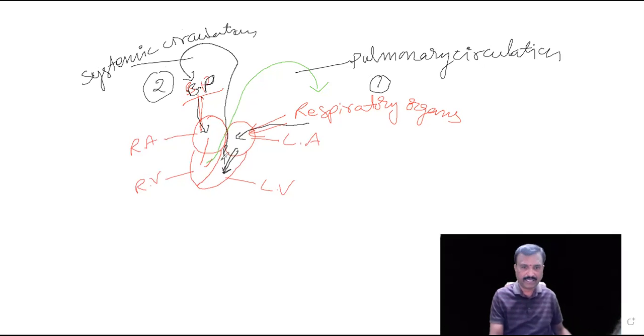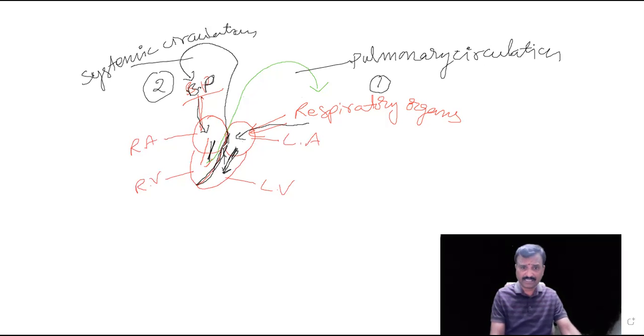In the heart of mammals, birds and crocodiles, impure blood and pure blood are completely separated from each other. In this way, a double circulatory system is there. Double circulation. In amphibians, incomplete double circulation is there. In fishes, single circulation is there.